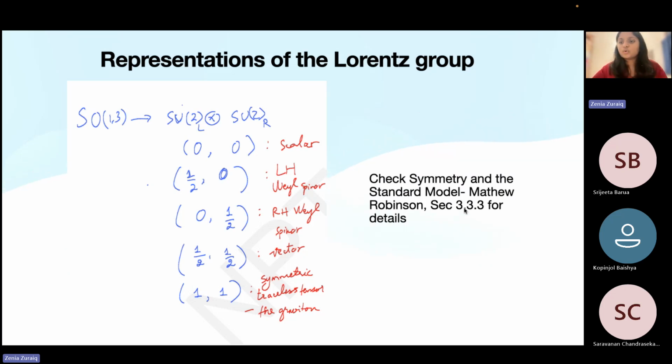But just go to section 3.3.3 of this book, Symmetry and the Standard Model, the same book I've been using throughout. Here you will see that each of these scenarios is worked out. This kind of mathematics is worked out for each of these scenarios. From that, you can get an idea of why this is a scalar, why this is a spinor, why this is a vector, and so on. So you can really get an idea of this mathematics more. By the way, SO(1,3) is how the Lorentz group is usually denoted. It has two copies of the Weyl spinors and none. Again, this is important.